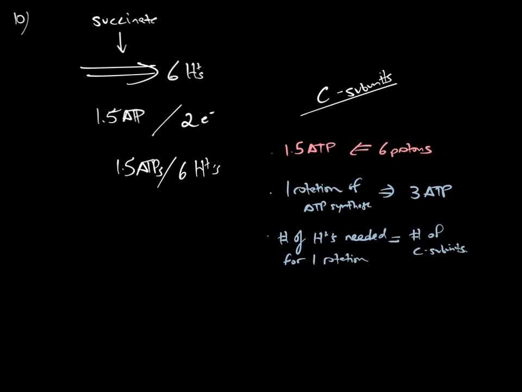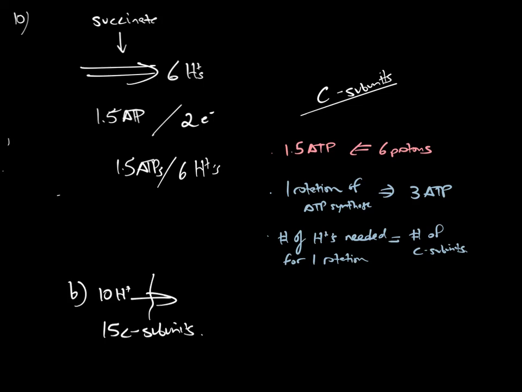For B, the oxidation of NADH in E. coli is accompanied by the translocation of 10 protons across the cytoplasmic membrane. So in B, I have 10 protons that are translocated, and I have 15 C subunits. So how many ADP molecules are phosphorylated into ATP for each 2 electrons originating from NADH?